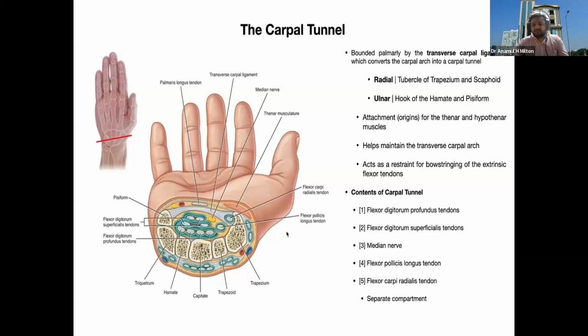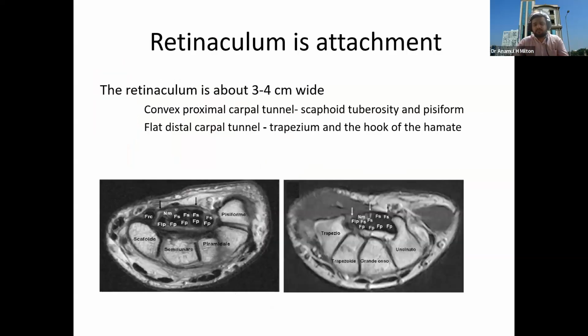Now a very important part, because we already saw in the demonstration the retinaculum attachment, as there are 2 attachments. One is proximal and one is distal. The proximal attachment is convex, and it is attached to the scaphoid tuberosity on one side, and the other side is the pisiform.